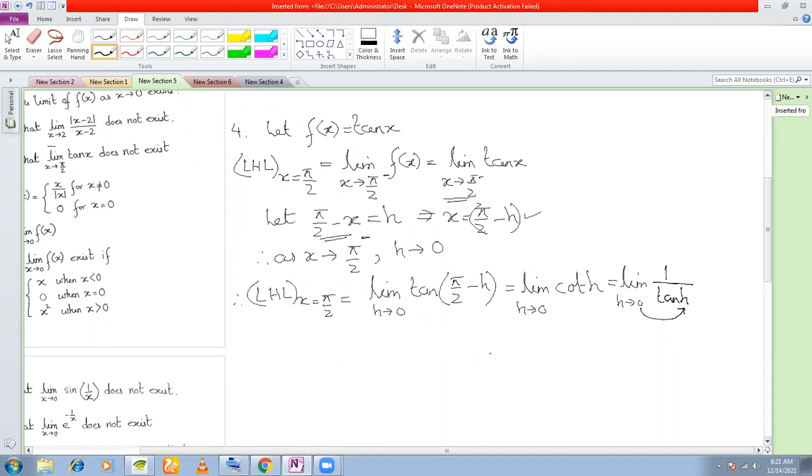Here, h is very close to 0. Very small quantity, very close to 0. That means approximately equal to tan 0. And what is the value of tan 0? The value of tan 0 is 0. So we are getting a 1 by 0 form, right? Which is nothing but infinity, right? We now proceed to calculate the right hand limit.